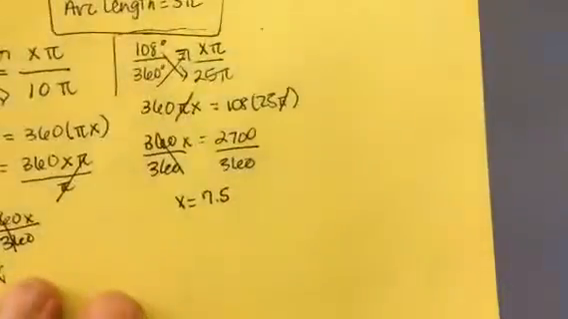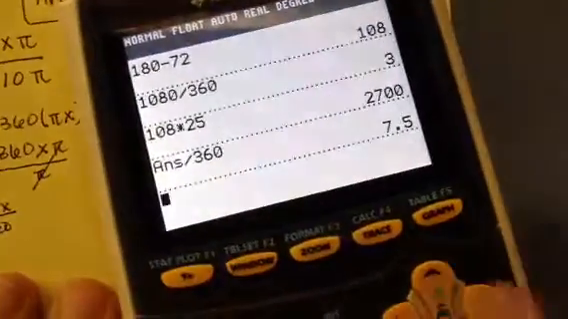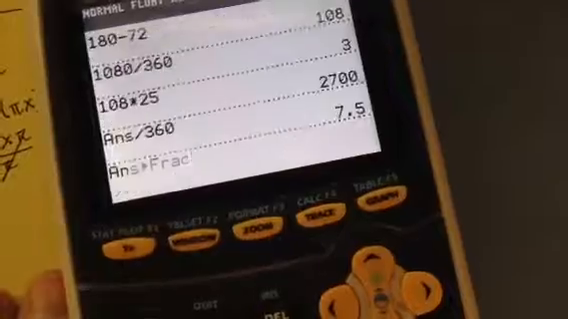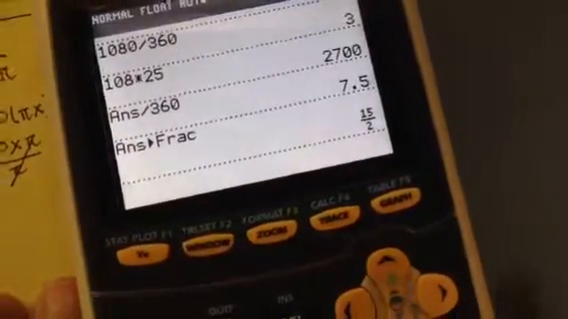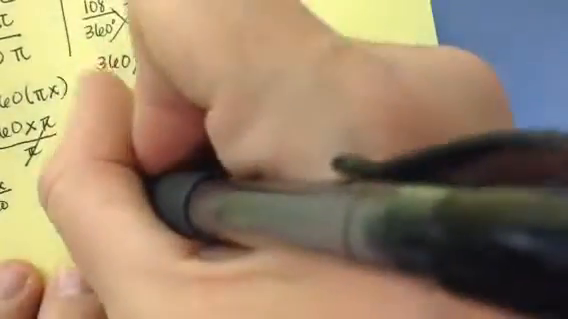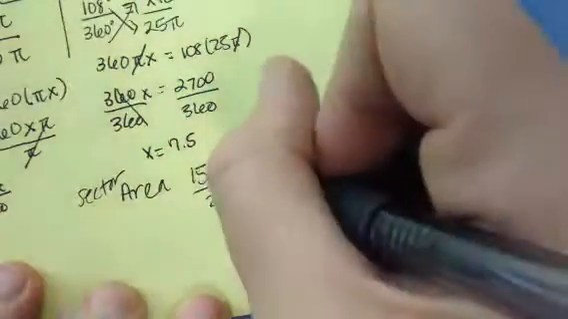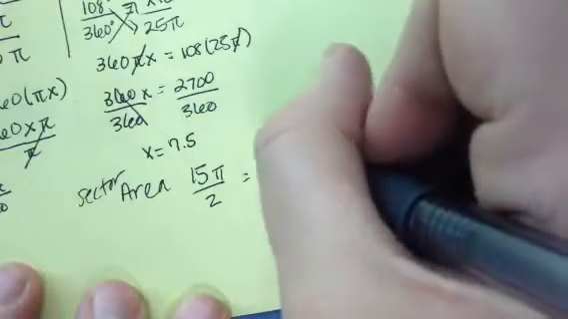So if you remember what we said in class, instead of putting 7.5 pi, it would be better to go and hit math, enter, enter, and get 15 halves. Or hopefully you know that that's 15 halves. So really our sector area, I should say, is 15 pi over 2. That is the same as 7.5 pi.